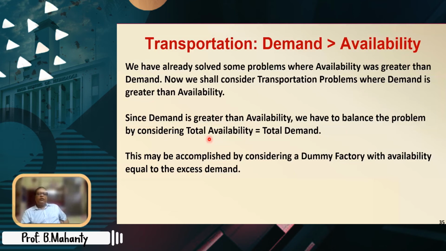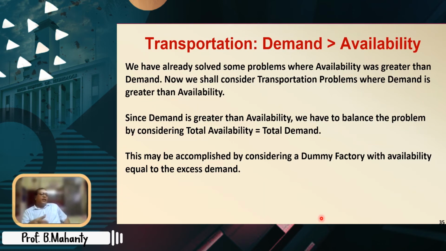So in this case, should we take a dummy factory or a dummy warehouse? Because the availability has to be balanced, demand is more. So warehouses are already on the high side. So we have to add a factory so that availability goes up and total warehouse demand and total factory availability become equal. Yes, please ask the question.